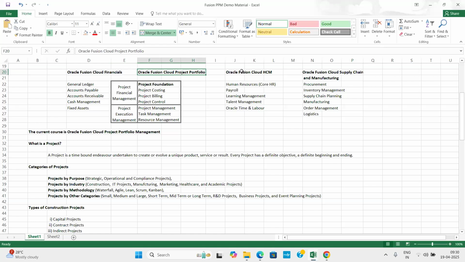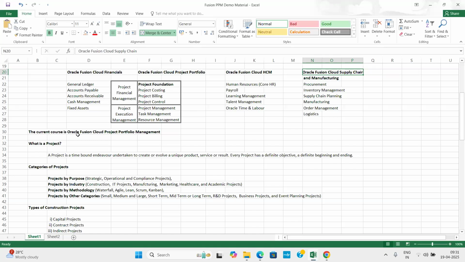Now they are called offerings. Oracle Fusion Cloud HCM also is an offering. Oracle Fusion Cloud Supply Chain and Manufacturing, put together, is another offering. Now what we are focusing on is the projects only. The current course is Oracle Fusion Cloud Project Portfolio Management. That is the course we are offering here.